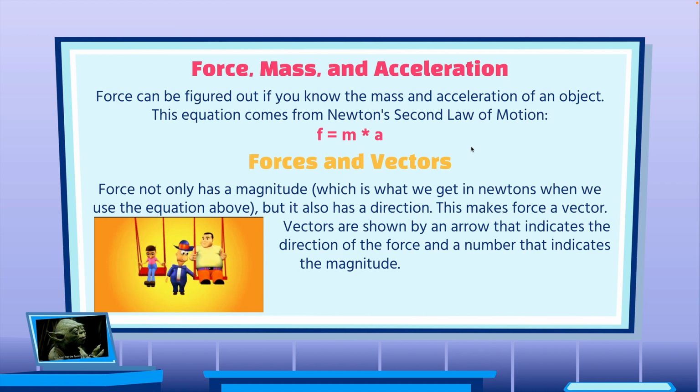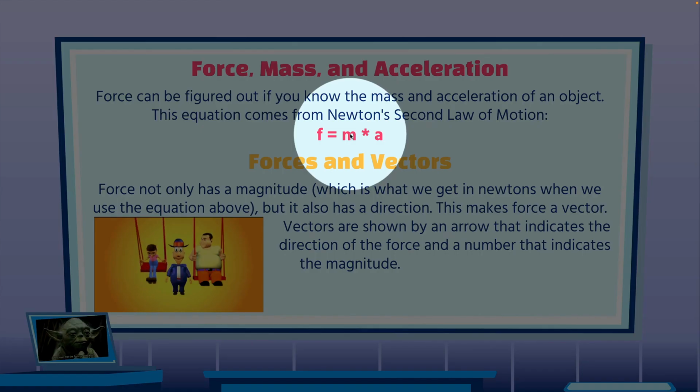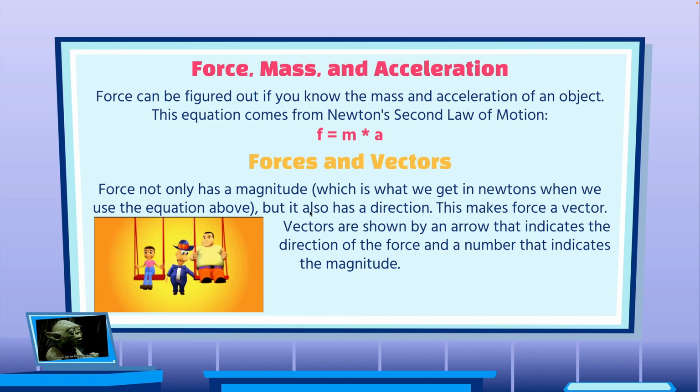Forces and vectors. Force not only has a magnitude, which is what we get in newtons when we use the equation above, force equals mass times acceleration, but it also has a direction. This makes force a vector. Vectors are shown by an arrow that indicates the direction of the force and a number that indicates the magnitude.